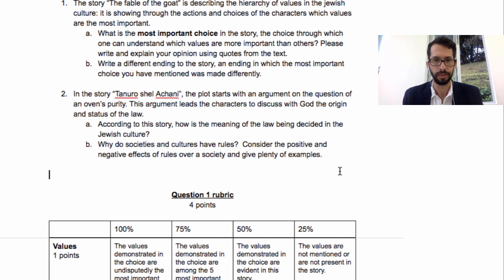All right. The second question is about the story Tanuro Shel Achnai. According to this story, how is the meaning of the law decided in the Jewish culture? This story is about how laws are decided. It starts with a question about purity and impurity, but the entire story is about the right way to decide the meaning of a law and what is the wrong way. It shows what is the right way and what is the wrong way.